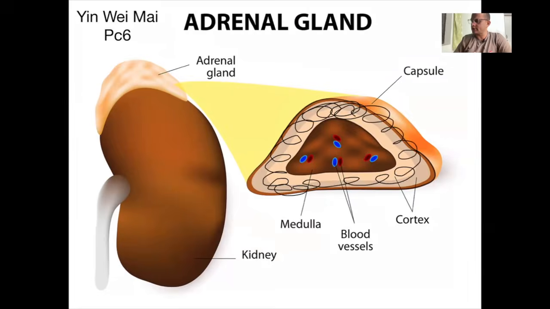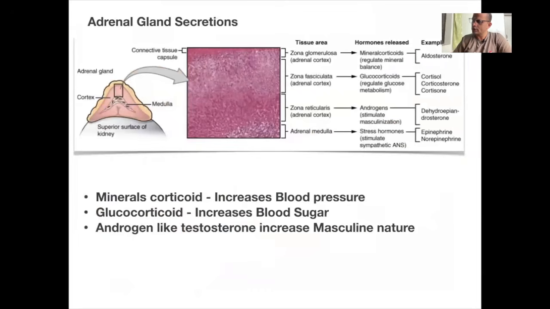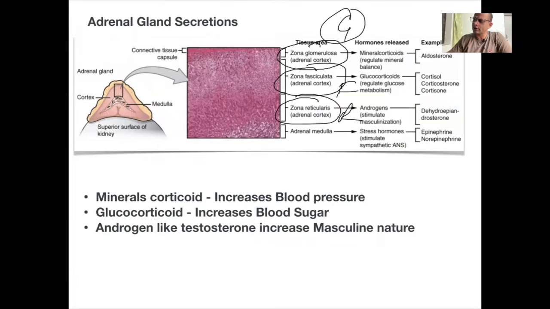And the inner part is adrenal medulla. Let's see here. So what is written here? Zona glomerulosa means G. G means glomerulosa. Then zona fasciculata, F. Then zona reticulata or reticularis, that is R. So I told you the G will increase BP, F will increase sugar, and the R will increase male sex hormone.